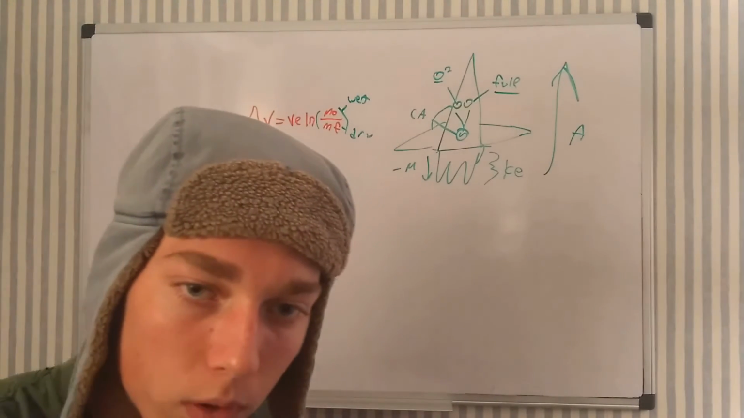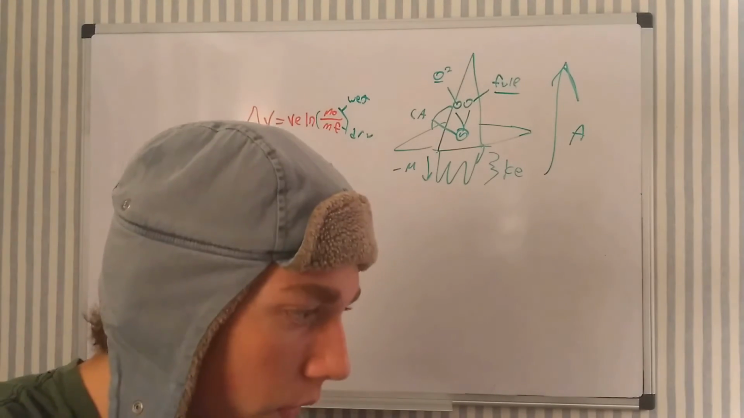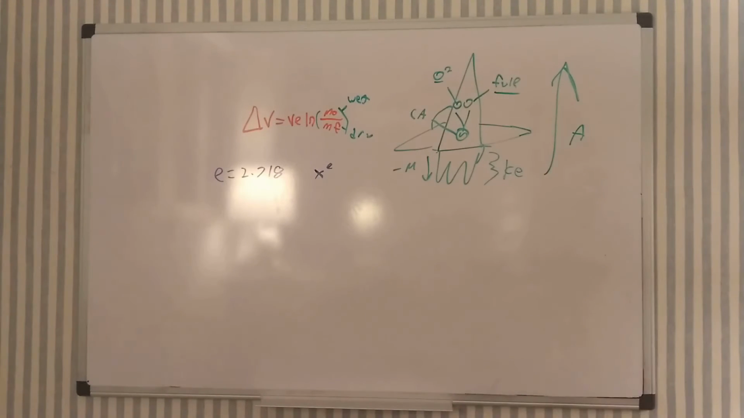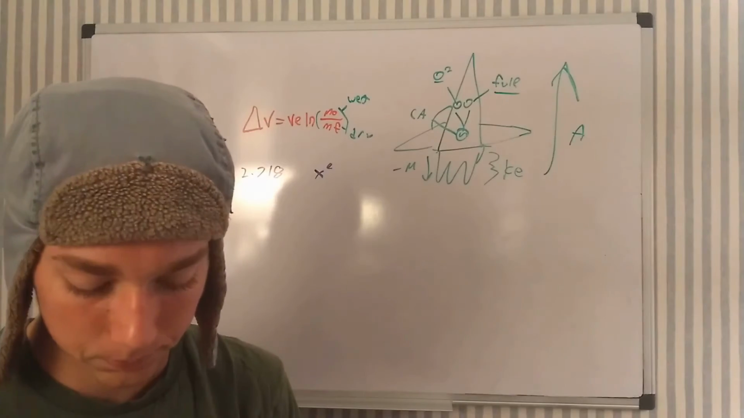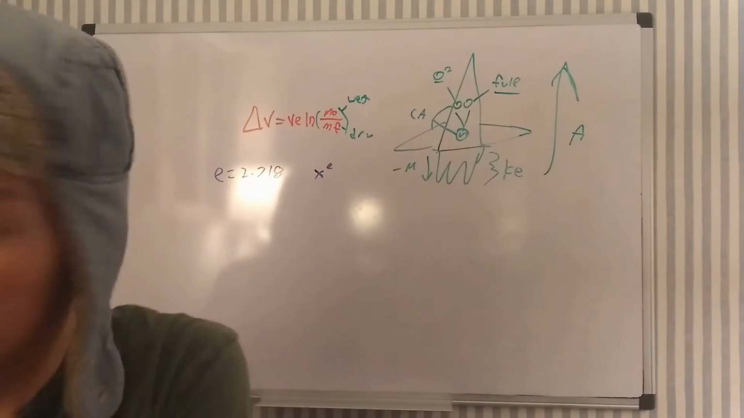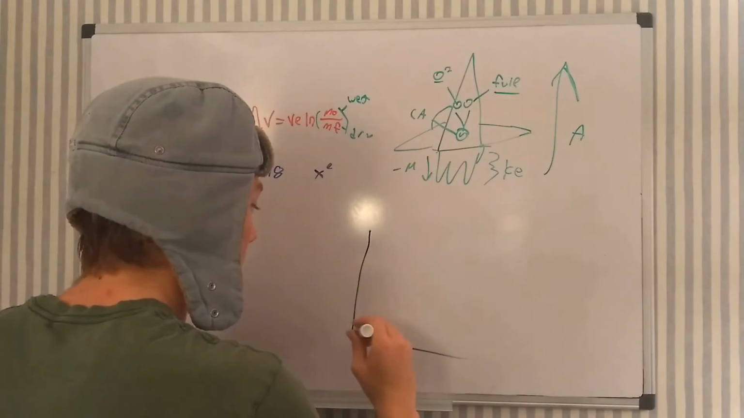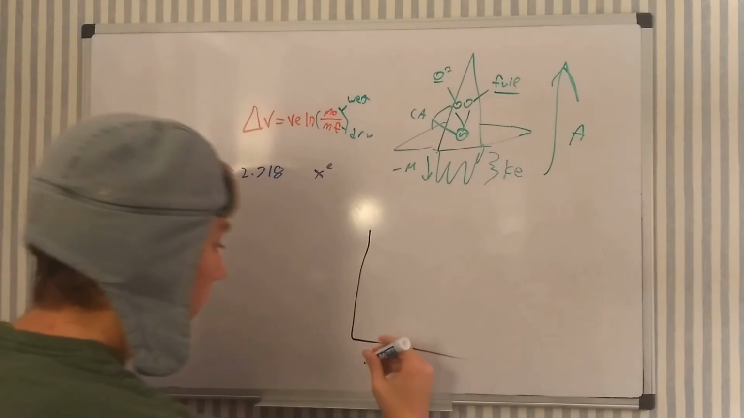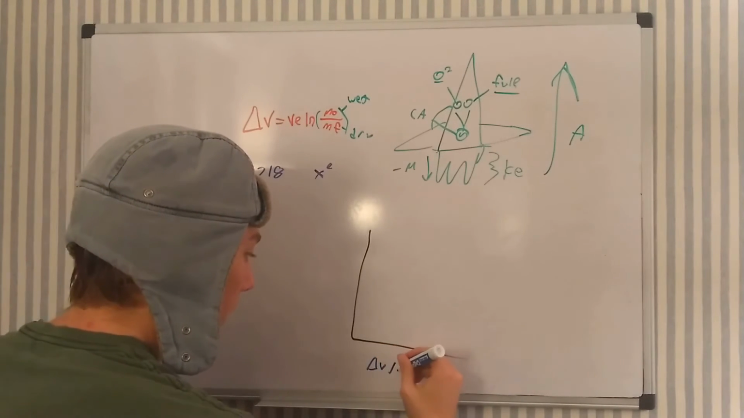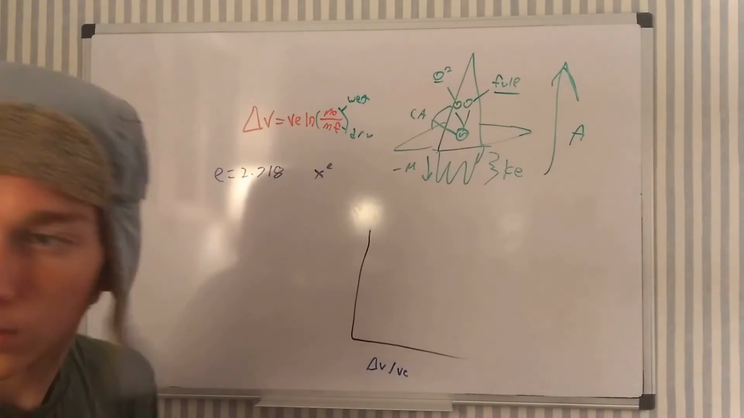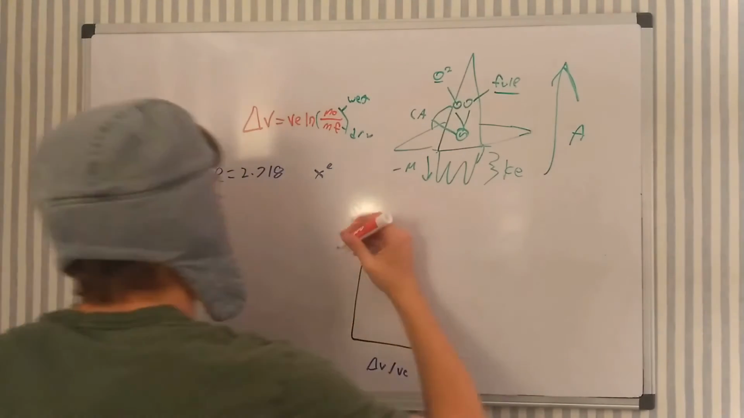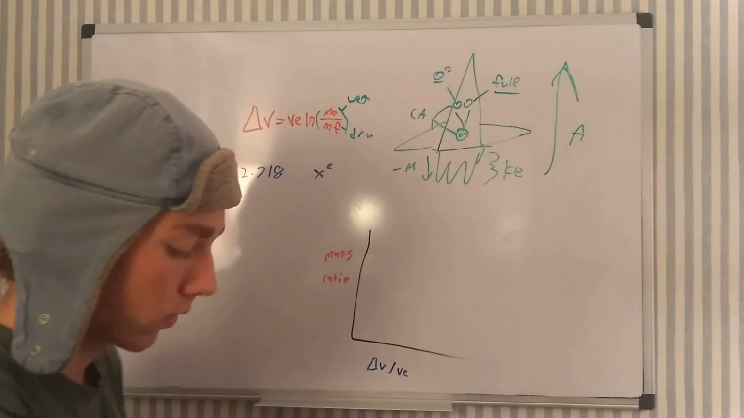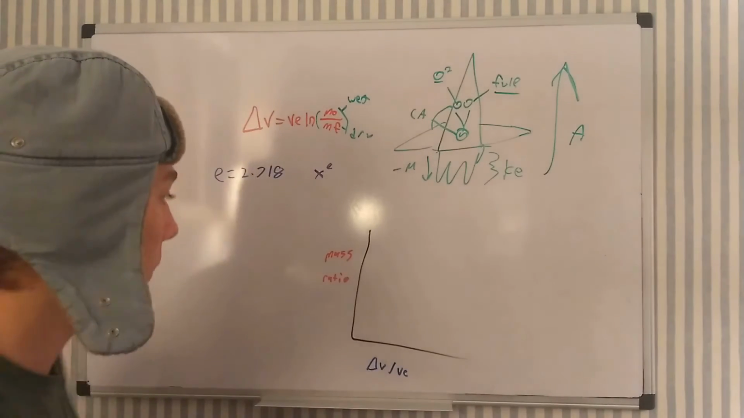So depending on where you are during the flight of the rocket, I actually have a graph pulled up here, and you are able to see that you have a graph here, and this will be represented as delta V divided by effective exhaust velocity, and this is the mass ratio. And what happens is it increases exponentially.